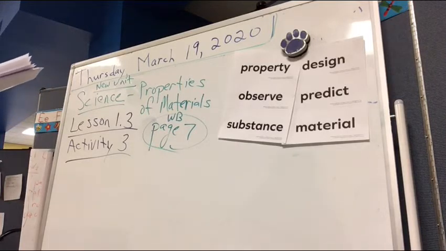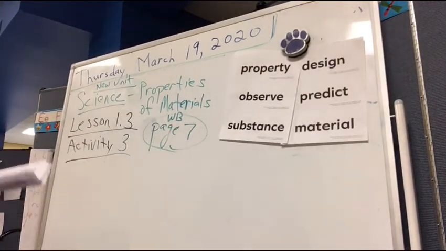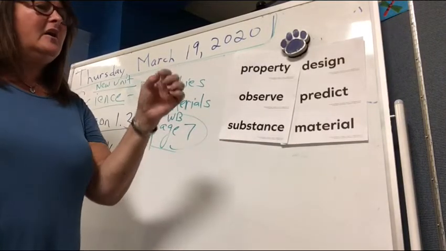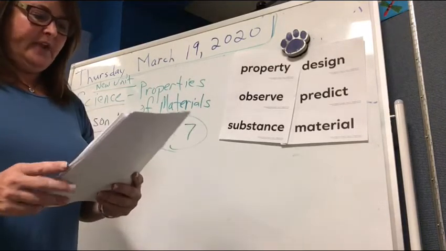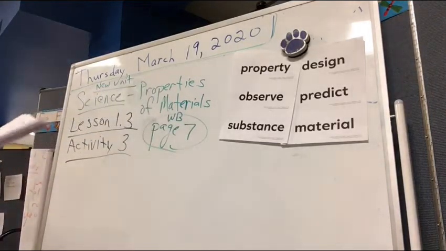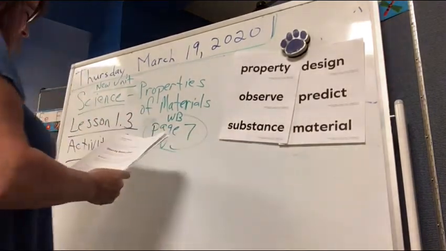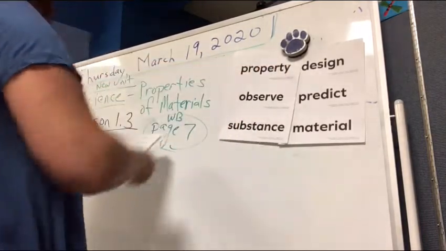Substance is a word that scientists use to talk about a specific kind of material. So substance is a particular kind of material. The beanbag is made of a substance of tiny little beads. For example, glue is a material, but not all glue is the same. There are different materials that make up a substance. We are going to observe them and record them and design them.